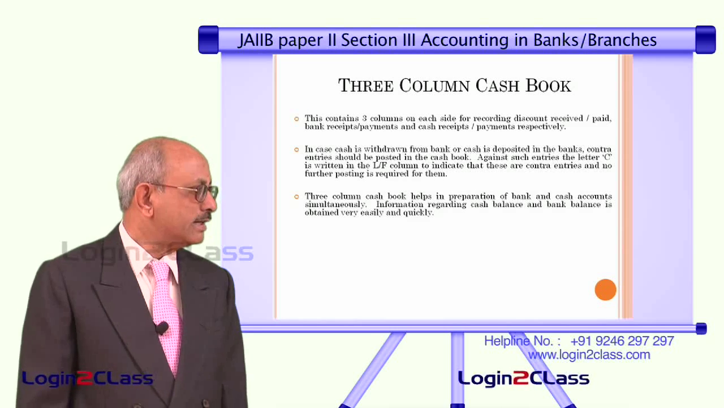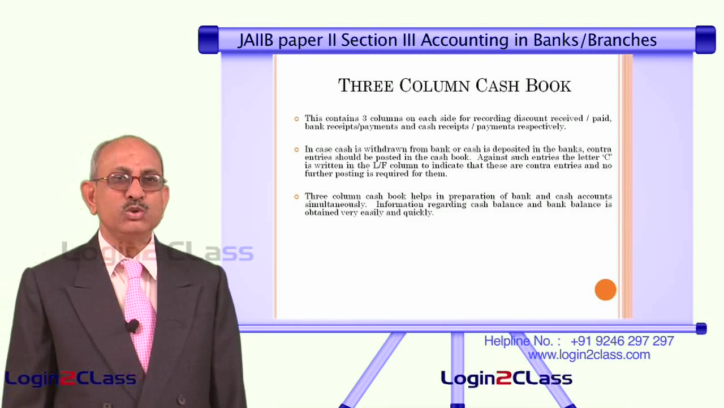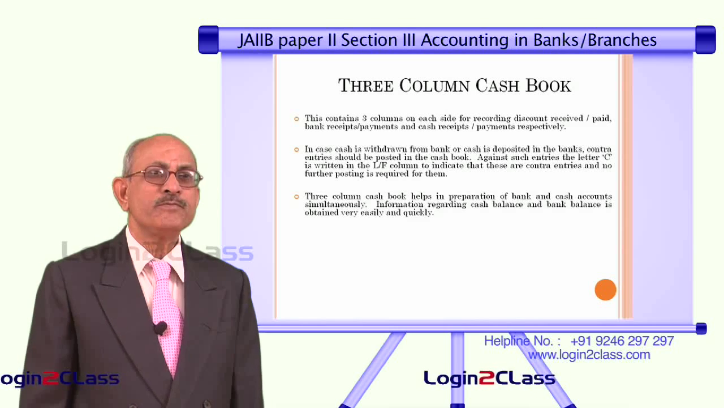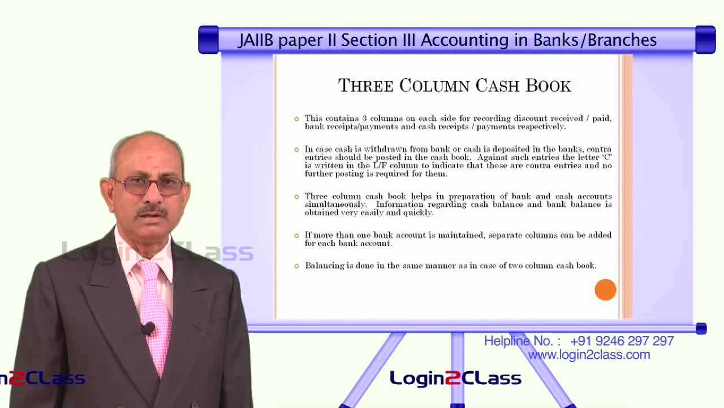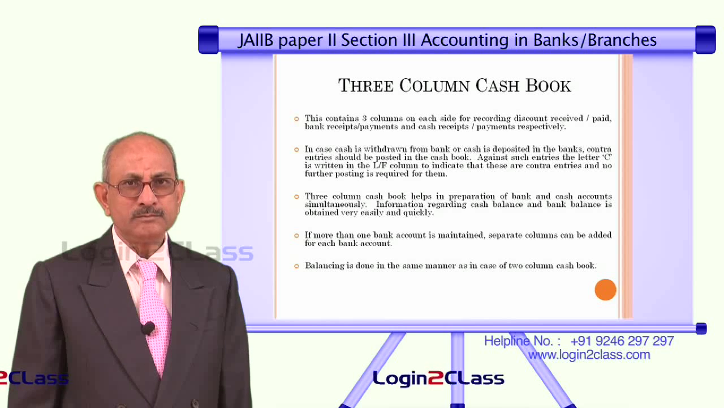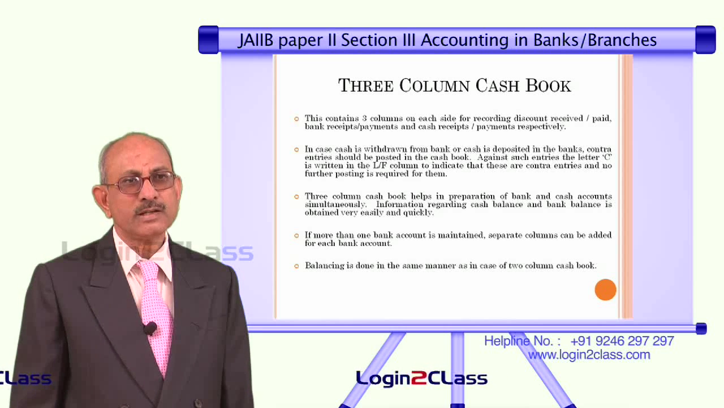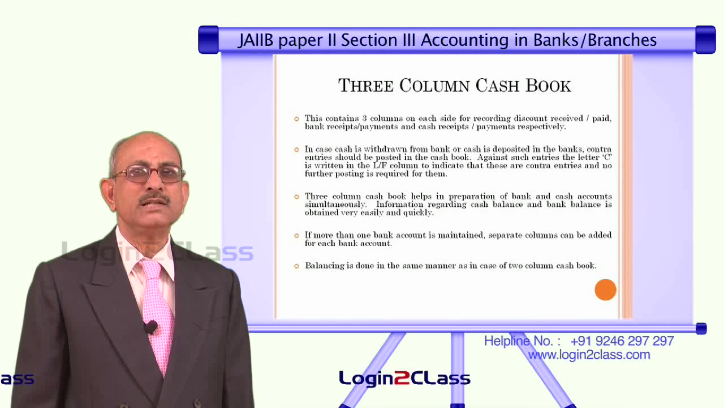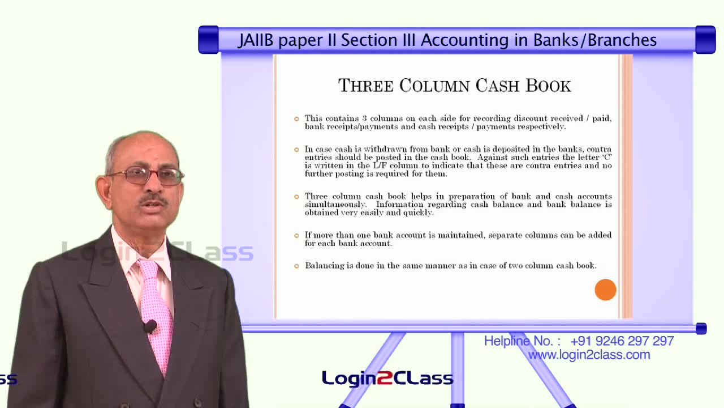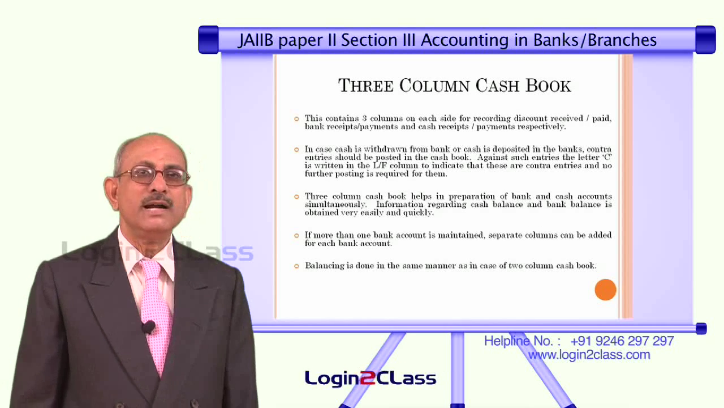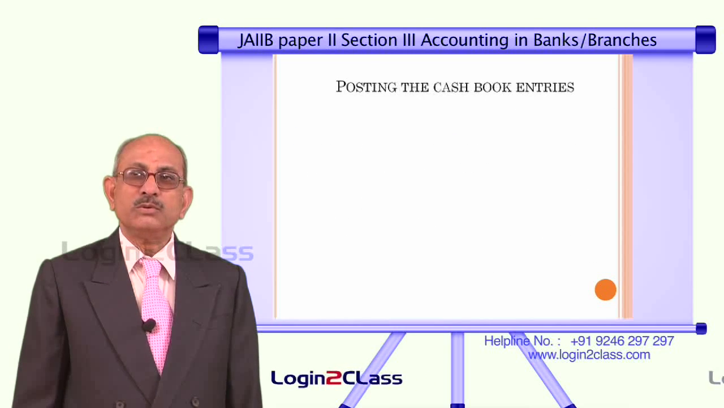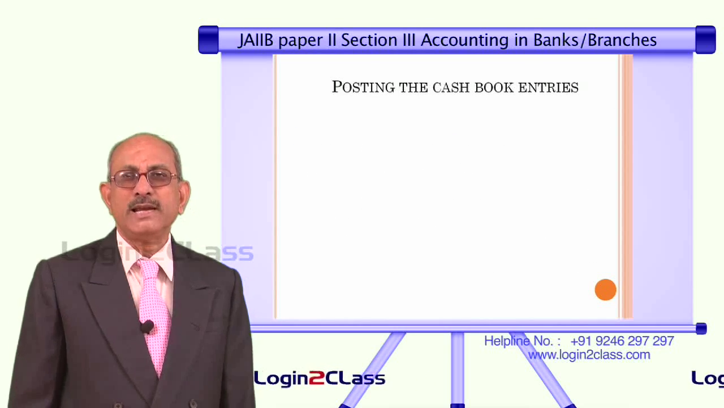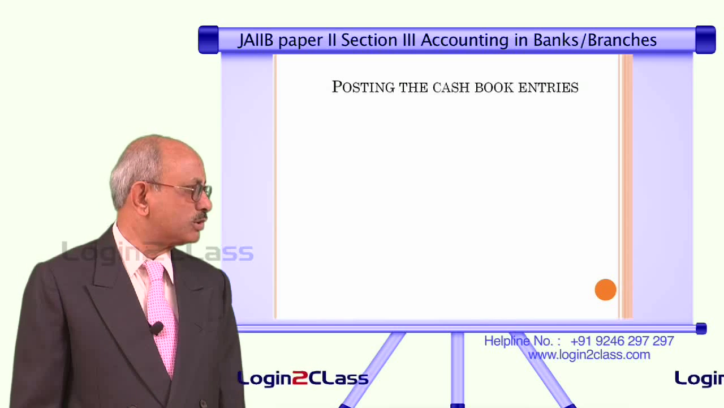bank account. And the balancing is again done as usual by taking the totals of each of the sides, and whichever side has a higher total, the difference between the two will be put on the side which has the lower total, and the balancing is done and the balance is carried forward to the next accounting year. So let us now try to understand how the cash entries are posted in the cash book.